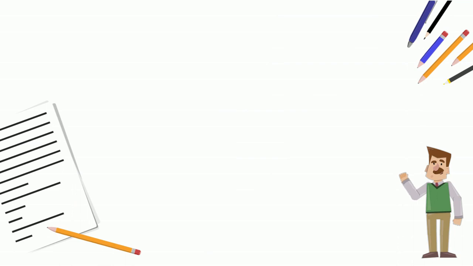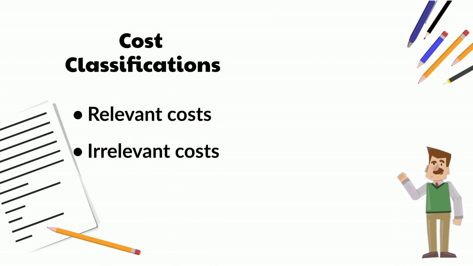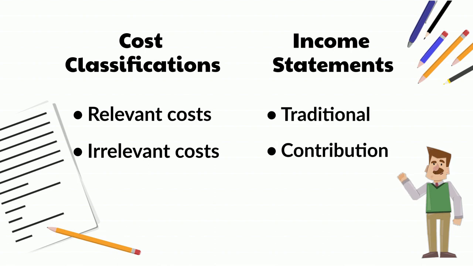When making decisions, it's important to understand the types of costs involved. There are two main types of costs: relevant costs and irrelevant costs. Also, we'll learn how to prepare income statements for a merchandising company using traditional and contribution formats.